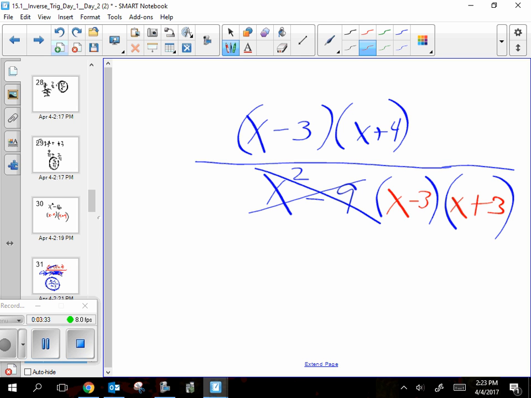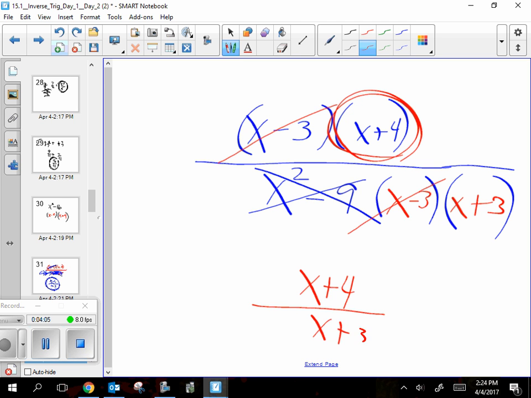Now that I factored that, do you see what can cancel? No. Well, look for something that's the same on the top and the bottom. X minus 3. Yep. That cancels that. That makes sense. Final answer. What's left on top? X plus 4. Don't just say 4. That thing. Say it. X plus 4. Over. What's on the bottom? X plus 3. There's your answer. X plus 4 over x plus 3.